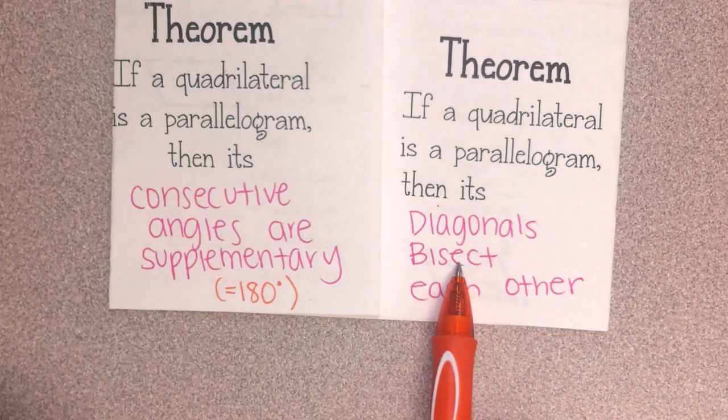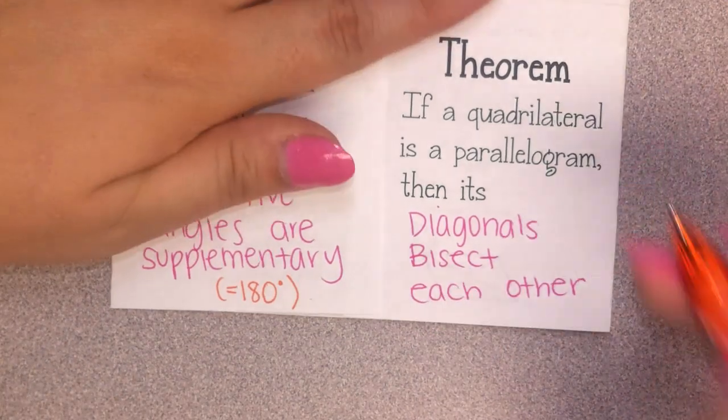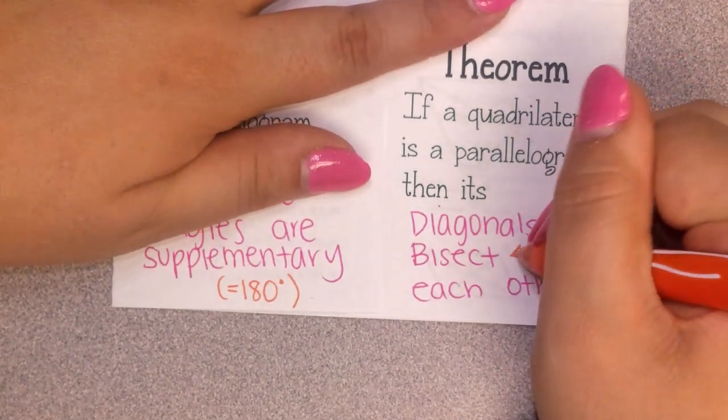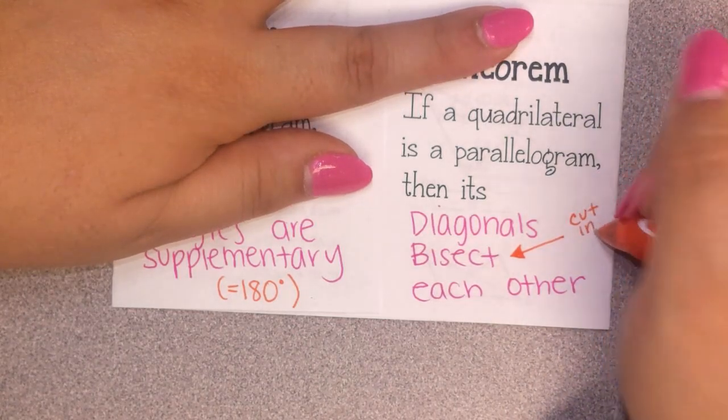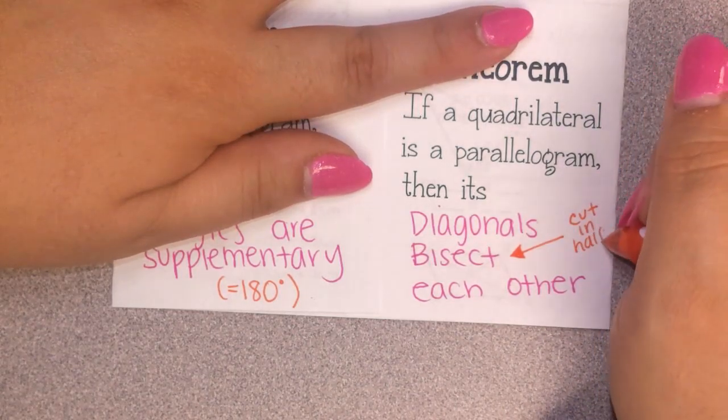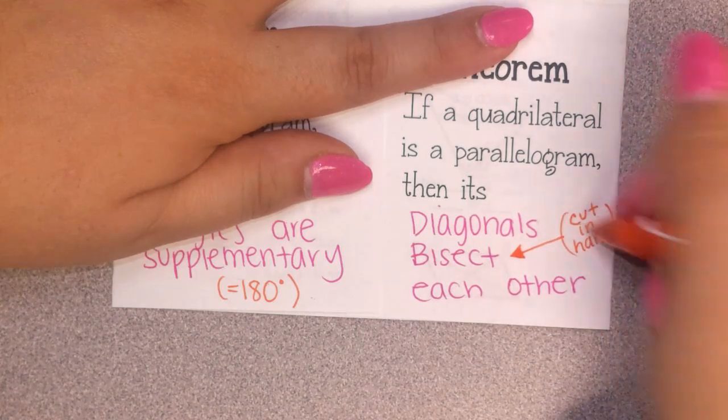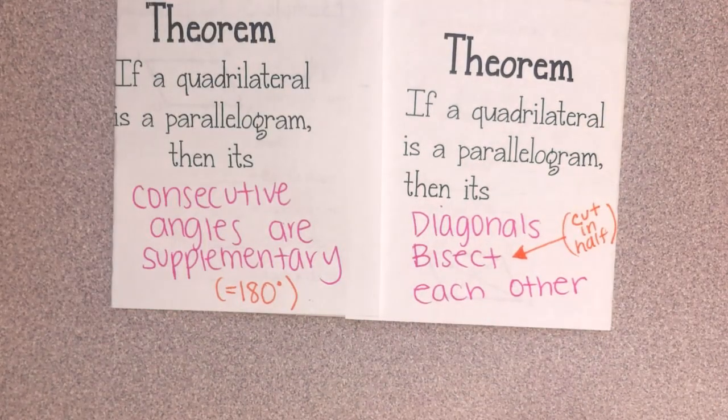The other one, what does this word bisect mean? Cuts in half. It does go through each other. It does intersect each other, but it does it special because it will cut it in half. It is perfectly in half. And it will happen every time.